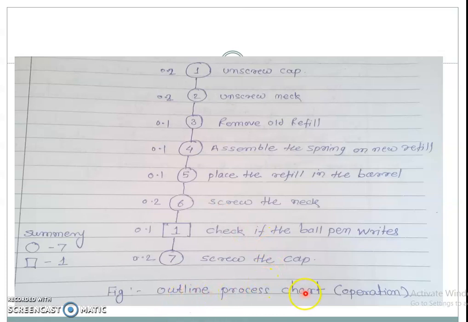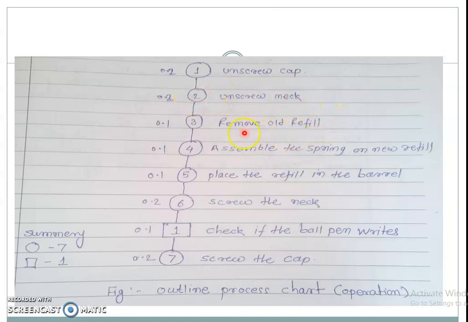Now here again one more example is quoted for an outline process chart or operation process chart. This example is taken as putting a refill in the pen once the first refill is finished. So for a pen we have to unscrew the cap first. This is the first operation. Then unscrew the neck.